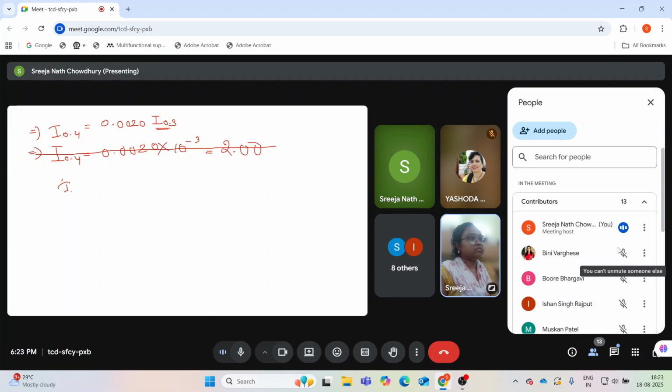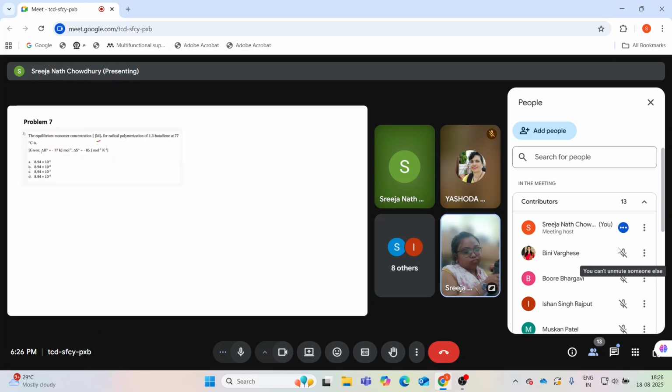This is a problem on polymerization thermodynamics. We have to find the equilibrium monomer concentration for the radical polymerization of 1,3-butadiene at 77 degrees centigrade, given that delta H0 and delta S0 are supplied. Let's solve this problem. We all know the Gibbs free energy equation, delta G equals delta H minus T delta S.